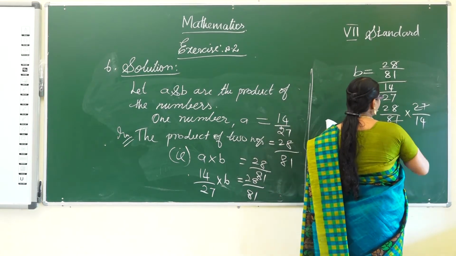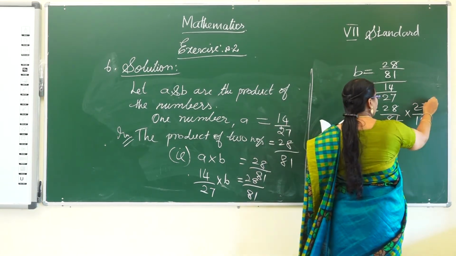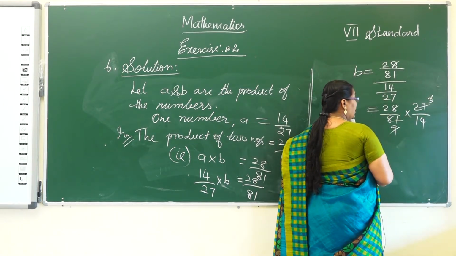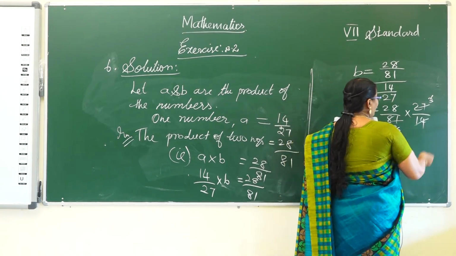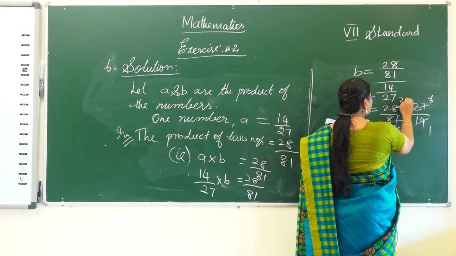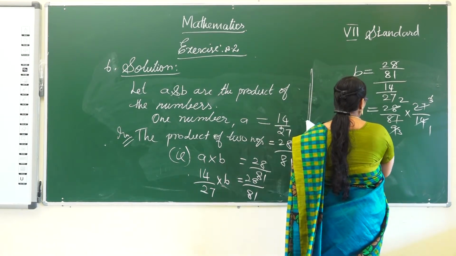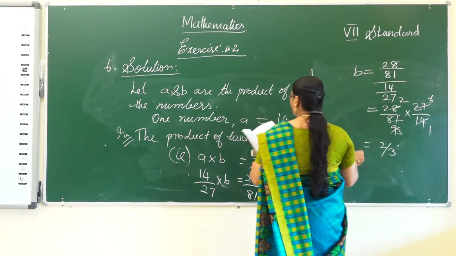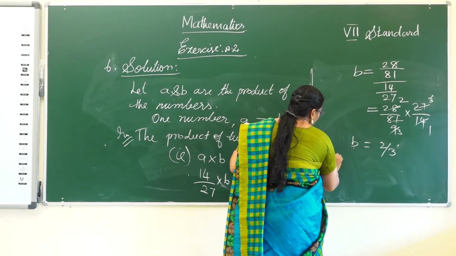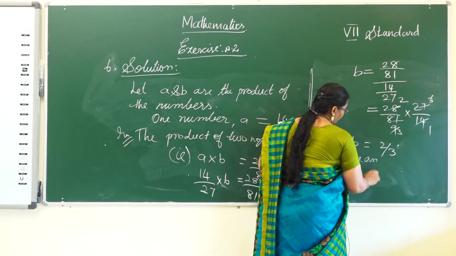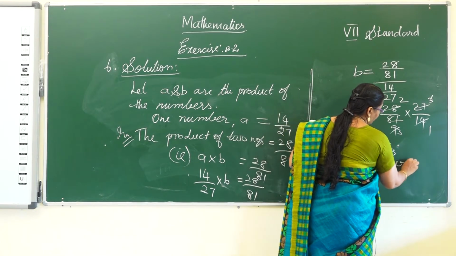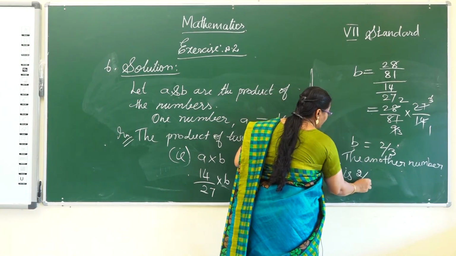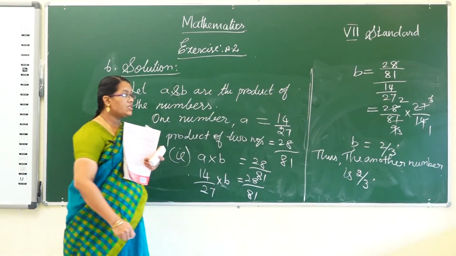It cancels in which table? 9 table. 9 3s are 27, 9 9s are 81. It also cancels in the 3 table. 3 1s are 3, 3 3s are 9. 14 1s are 14 and then 14 2s are 28. So what do we get? 2 by 3. Thus the other number is 2 by 3.